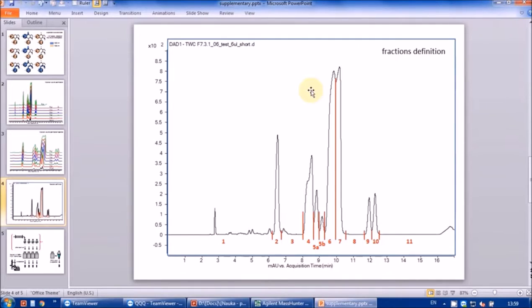We can now define the fractions. Since all the peaks will be interesting for us, we will perform collection throughout the entire run, except for dead volume and washing step. So this will be fraction 1, this interval fraction 2, this interval fraction 3, these two coeluting peaks fraction 4, these peaks fractions 5a and 5b, and so on.